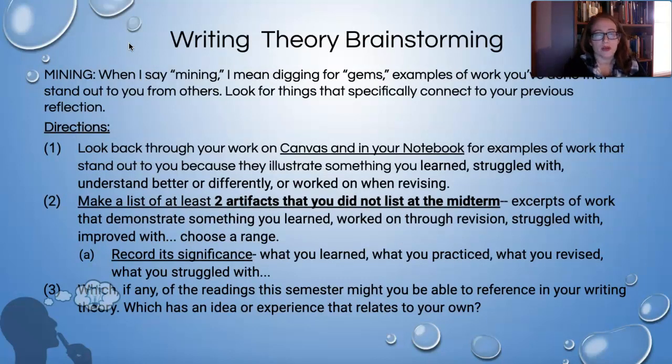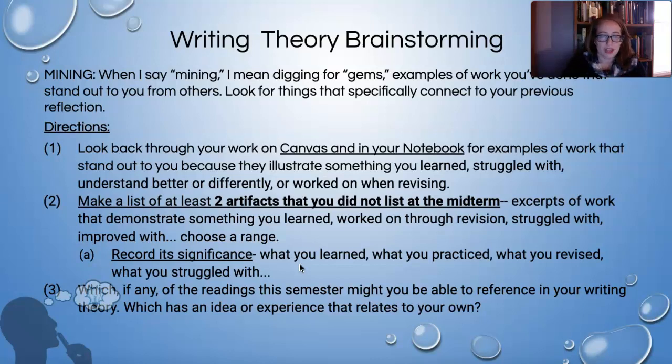For your brainstorming, we're going to do the mining again. What I'm going to have you do is, once again, not repeating work, but adding at least 2 more. Go back and look through Canvas for examples of your work that stand out to you, and pick 2 that you didn't list at the midterm, things that are new, that represent something you learned, worked on through revision, struggled with, or feel like you improved with. Then talk about what you would say about it: what you learned, what you practiced, what you struggled with, that kind of stuff.